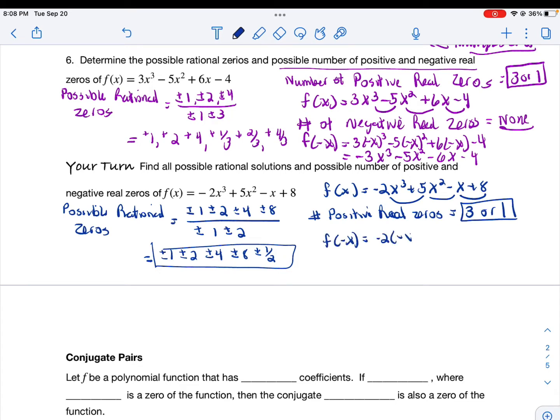Now, to figure out my number of negative real zeros, I'm going to replace every x with negative x in my equation and simplify it down.